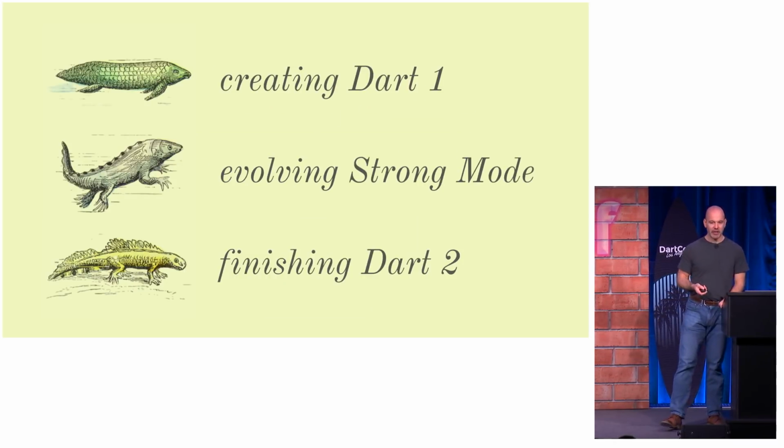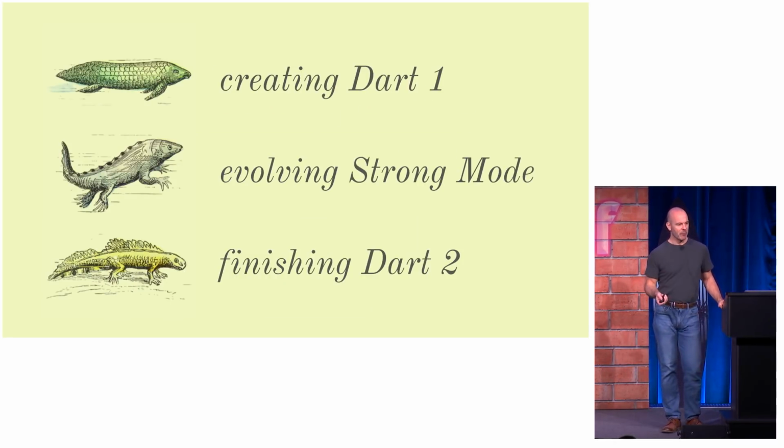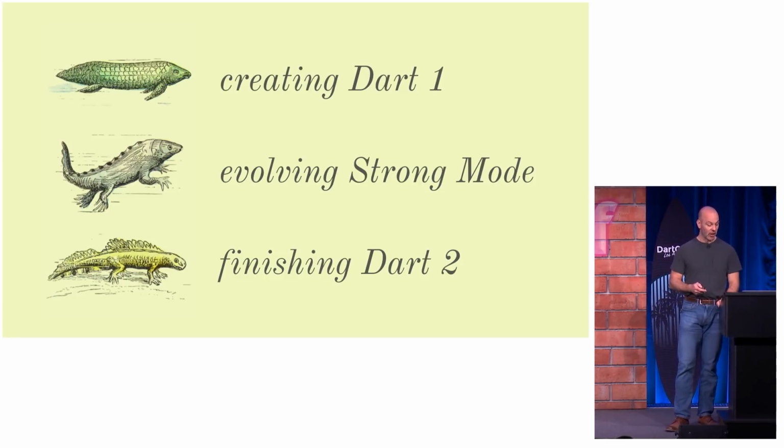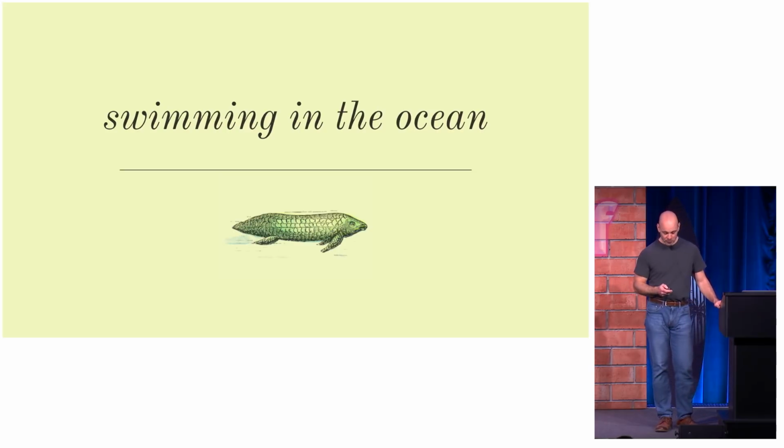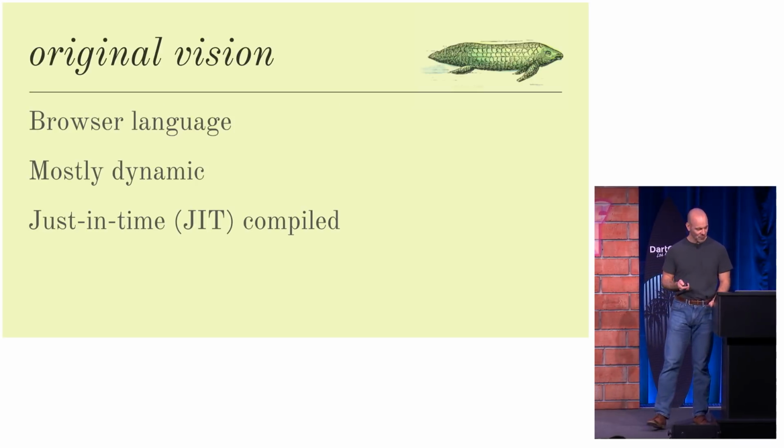So I want to talk today a little bit about where we came from, how we got to this point of Dart 2, where we are now, and a little bit about where we see the language going in the future. I want to talk about a process of language evolution and how we've been managing that process over the past few years. So let's start with origins, our origins in the primordial slime, as it were.